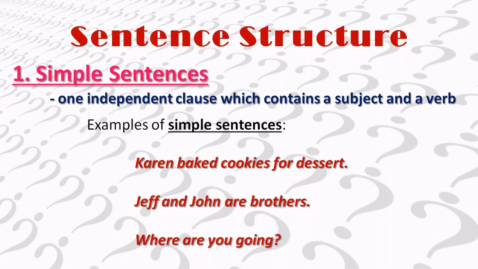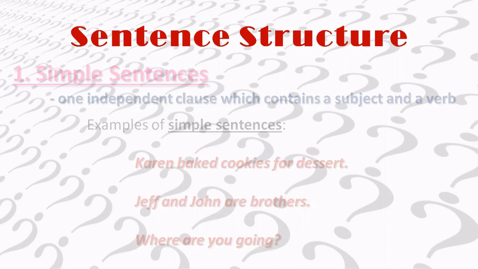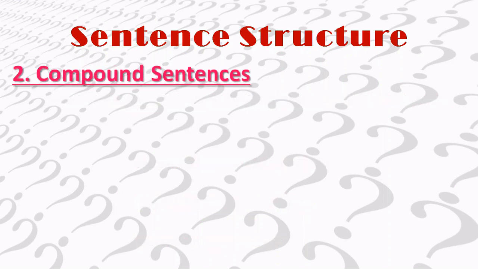Jeff and John are brothers. And the question, where are you going? All of those are simple sentences. They all contain a single idea, a subject, and a verb. Let's look at number 2, compound sentences.